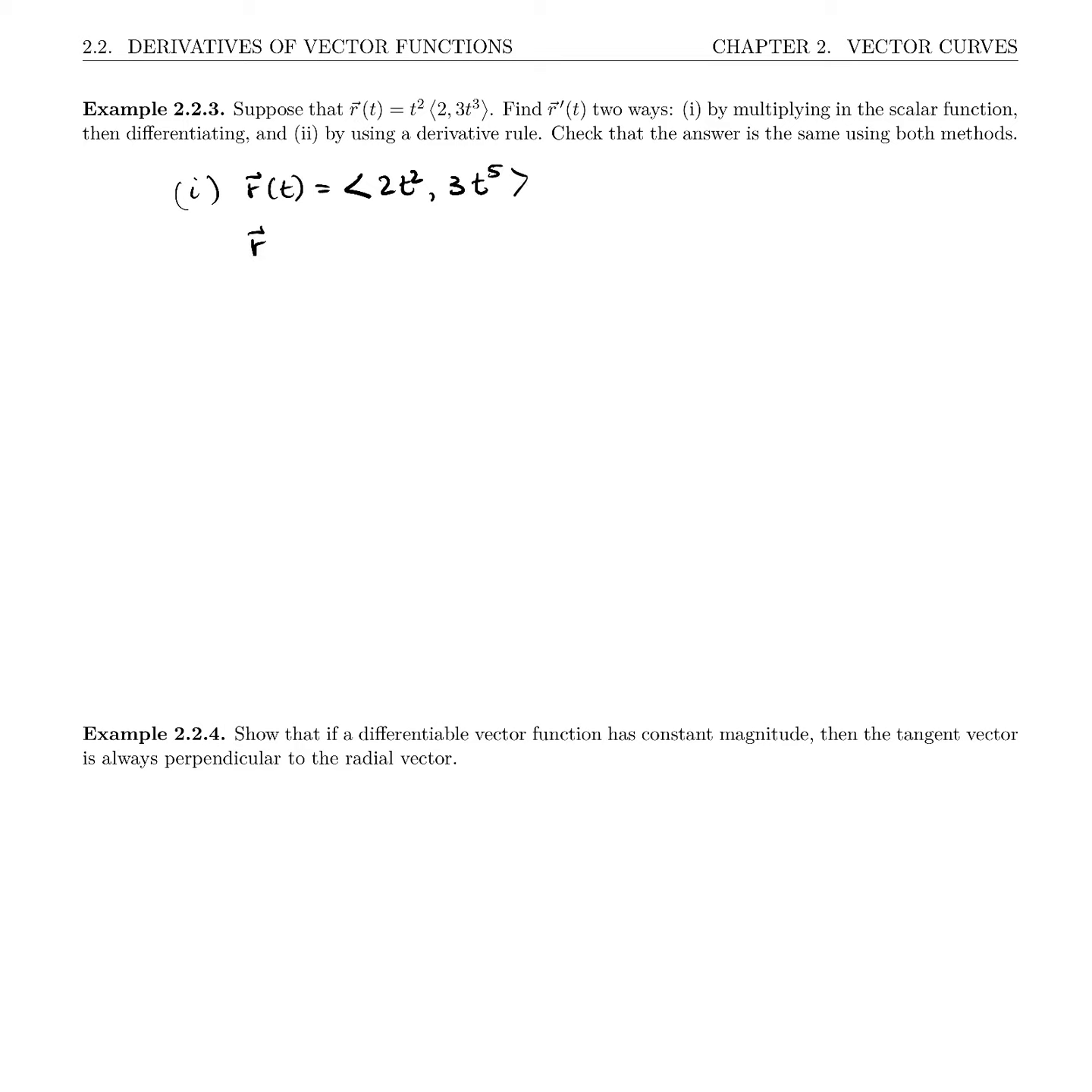And so we can differentiate directly. R prime of t is 4t and 15t to the fourth.